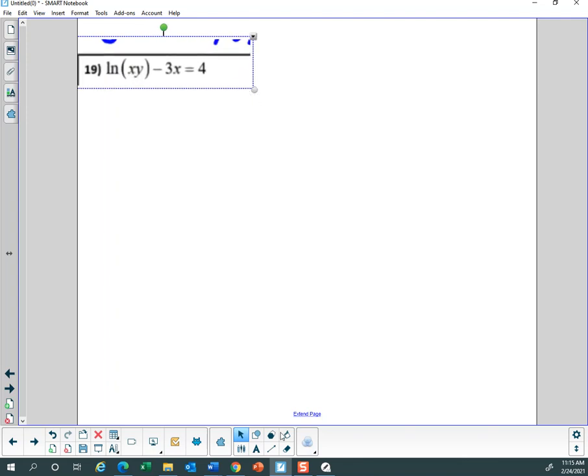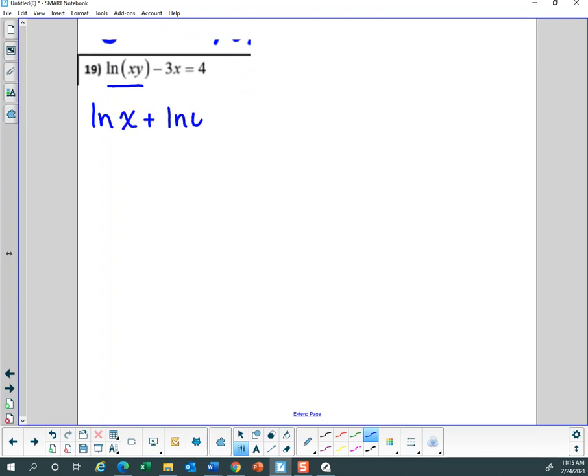Number 19 is going to be a lot easier if I rewrite the natural log of xy as the natural log of x plus the natural log of y minus 3x equals 4. Okay, I'm going to make a little note here. Rewrite, LP, log properties. Rewriting that using log properties gives me two things to take the derivative of that are pretty easy.